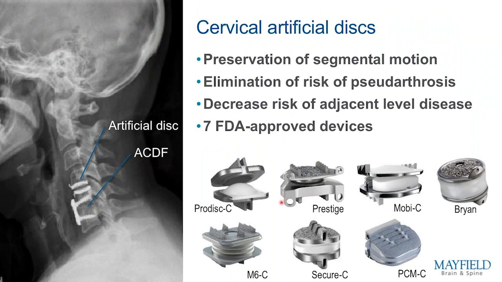There's lots of different types of these, but I included this X-ray. I think it's a neat example of this. This patient's actually had an artificial disc and an ACDF, so you can see what the difference in the two looks like on the X-ray.